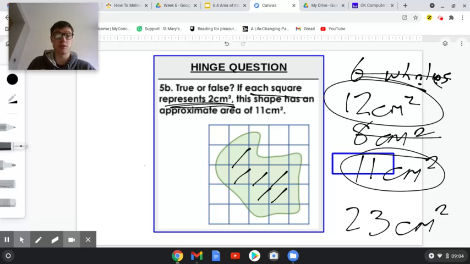Be fair to yourselves. You can have a go at your independent activities now. Have a go, do your best. Okay, this is quite tricky to get your head around. So if you're struggling with it, that's absolutely fine.